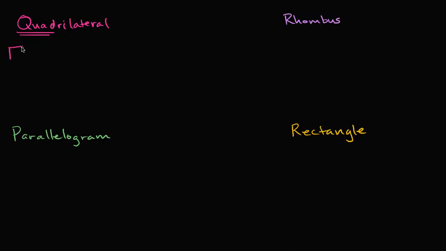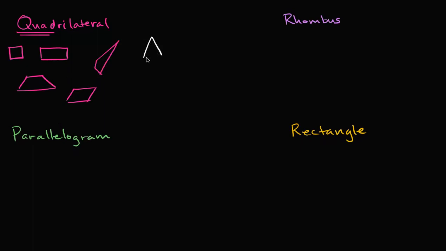So that is a quadrilateral. This is a quadrilateral. This is a quadrilateral. They all have 4 sides. This is a quadrilateral. Even this, let me make it look even weirder. Even this is a quadrilateral. So what's not a quadrilateral?